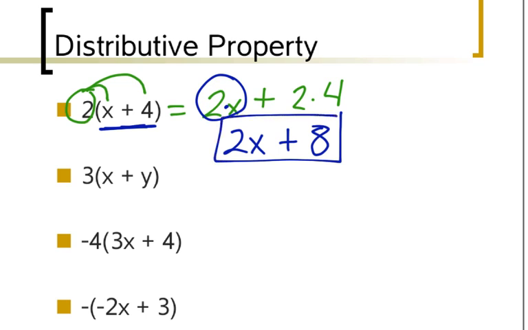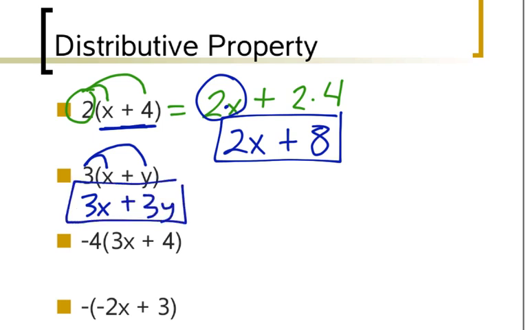So let's try the next one. We've got 3 times x plus y, so we times it by the x and the y, so we'll get 3x plus 3y. And that's as far as we need to go. Now we'll learn in a little bit about like terms, but we can't add these because the first one's an x and the second one's a y.